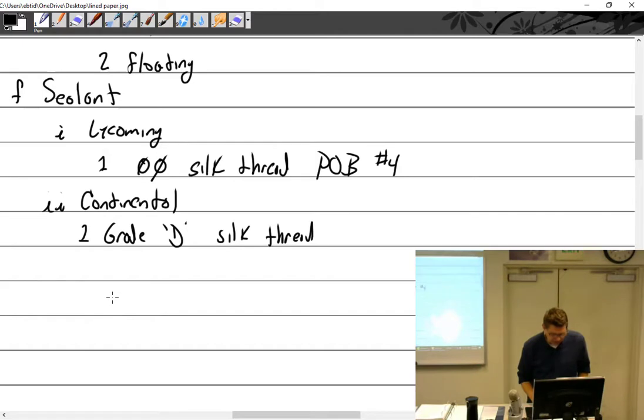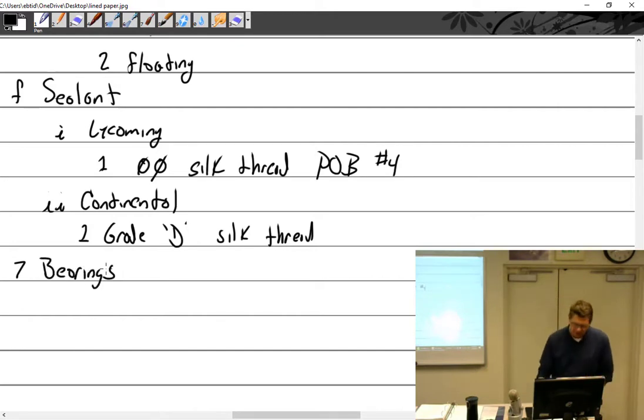All right, we had sealant. What else do I want to talk about? Well, sealant. Just make sure you read the book on that. Let's go to this. Bearings. Then we'll talk about bearings. Well, what is a bearing? Should we define a bearing?